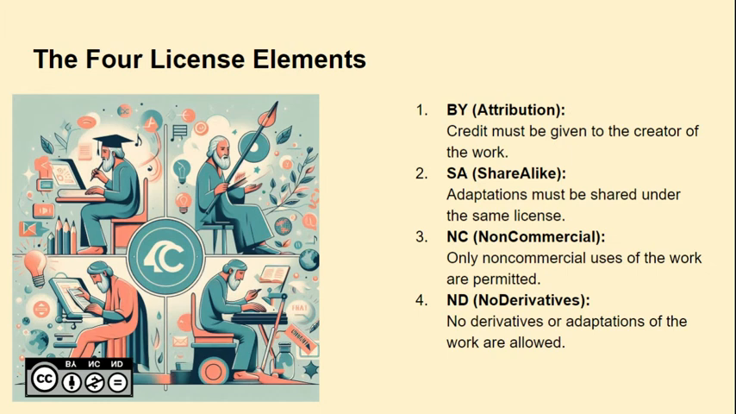There are four key elements of Creative Commons licenses. Attribution, or BY, requires users to give credit to the creator. Share alike, or SA, allows adaptations but requires that they be shared under the same terms. Non commercial, or NC, means the work can only be used for non commercial purposes. No derivatives, or ND, prohibits users from making any changes or adaptations to the original work.